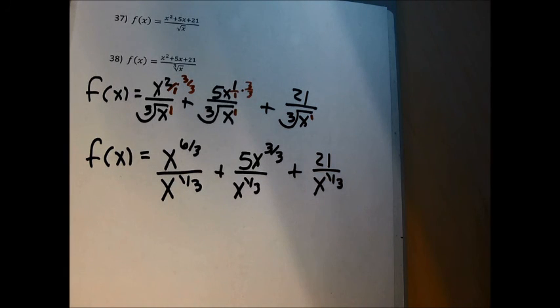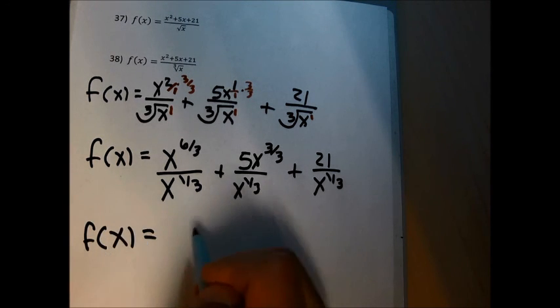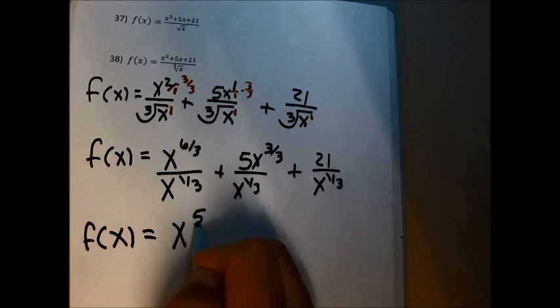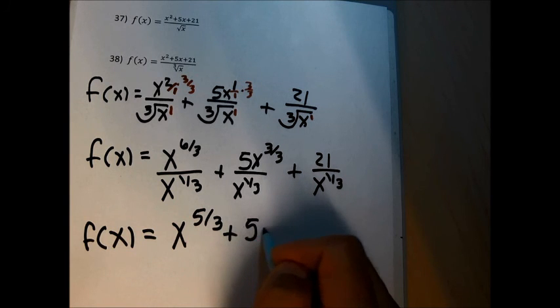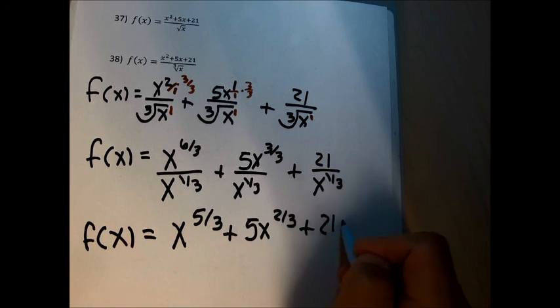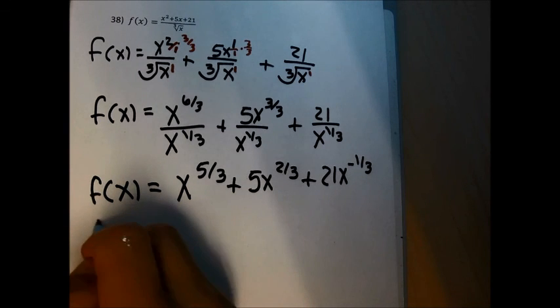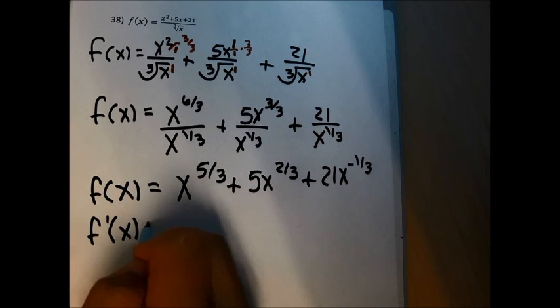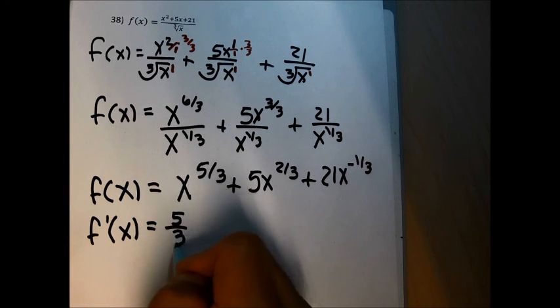Now I'm going to subtract the exponents. First fraction, 6/3 minus 1/3 is 5/3. Second fraction, 3/3 minus 1/3 is 2/3. Third fraction, no subtracting, but I bring the x up to the numerator to make its exponent positive. Now I can take the derivative. I'm going to get f prime of x. And the first one, it's going to be 5/3 times 1, which is just 5/3.